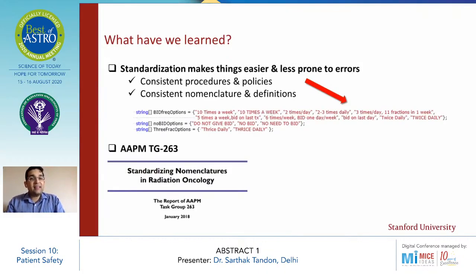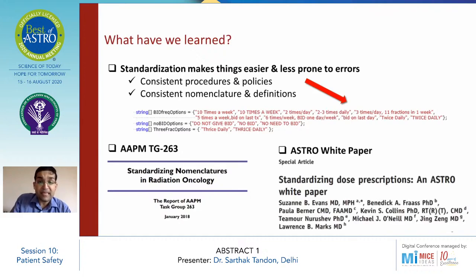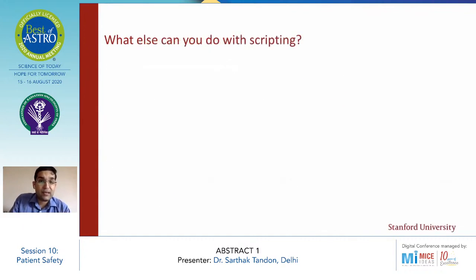They also said one of the most important things is standardization. Their entire result is based on the fact that their software, their protocol, and their DMAIC feedback loop were standardized. By standardization, they could have a consistent procedure and policy, and a consistent nomenclature and definition as per the ASTRO white paper. Yeah, this is the paper that they had used.